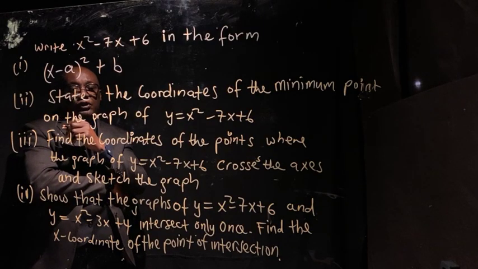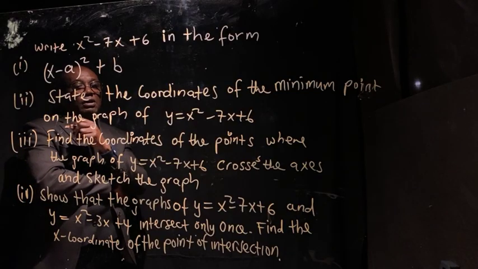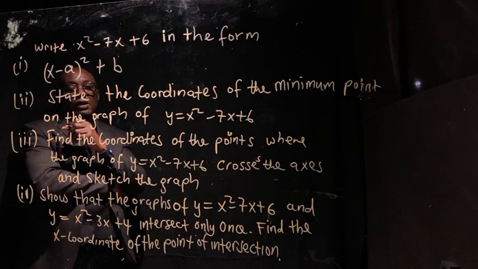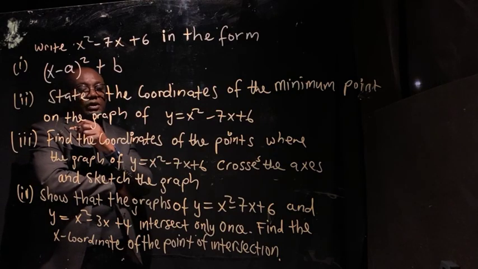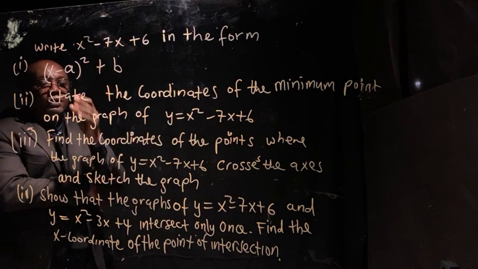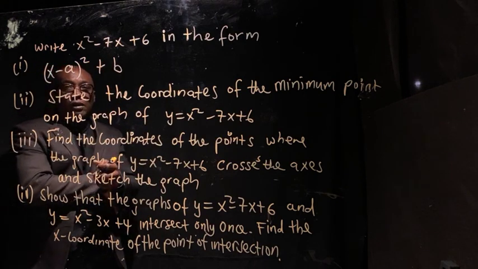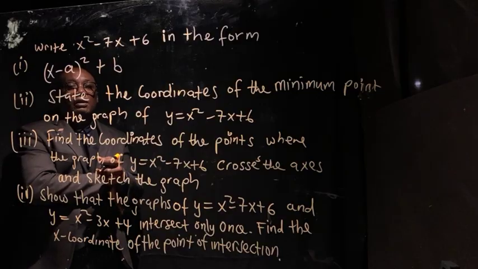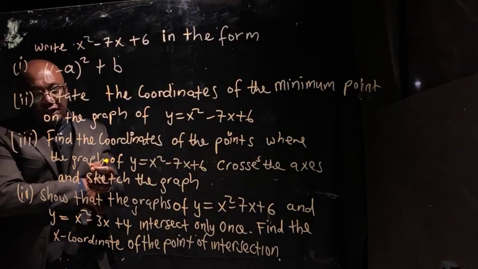And the fourth part, show that the two graphs of y equals x squared minus 7x plus 6 and y equals x squared minus 3x plus 4 intersect only once. Find the coordinates of the point of intersection. Take your time to copy this one, and then we'll pick it up from there in the solution.